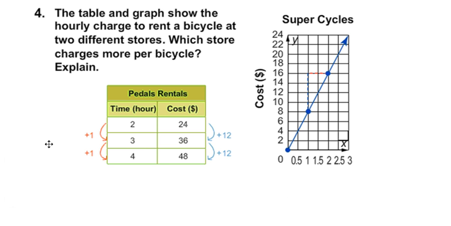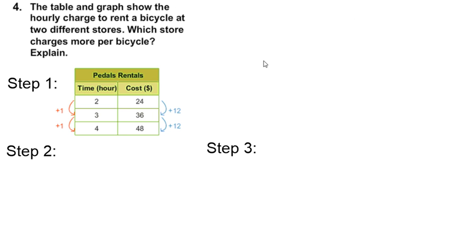Here's my last example, and we're going to compare both a table and a graph. The table and graph show the hourly charge to rent a bicycle at 2 different stores. Which store charges more per bicycle? I'm going to take these one at a time. So I'm going to start off with Pedals Rentals. My first step is to find the change in x and the change in y. Again, my first column is my x, my second column is my y.